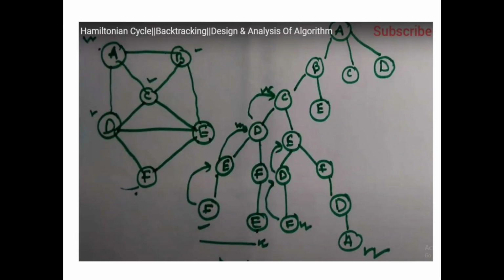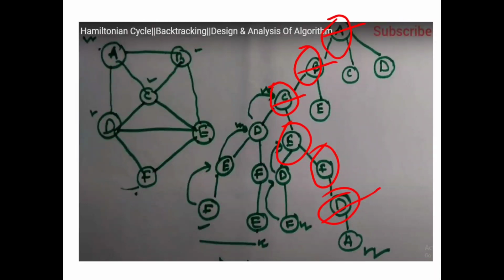Next, you can see the starting vertex A, next B, next C, next E, next F, next D. Here A, next B, next C, next D, next E, next F, next reaching the starting vertex. Covering all the vertices exactly once and reaching the starting vertex is a Hamilton path.